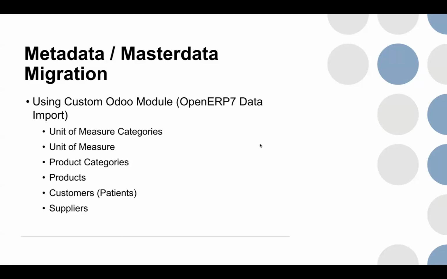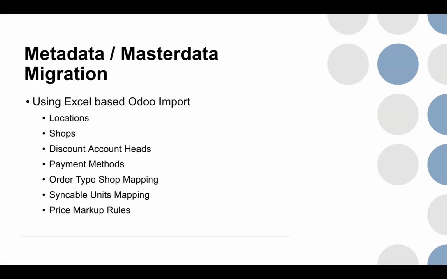Basically this module provides a batch job which can be triggered so that the data would be fetched from the configured source database and imported into the Odoo16 database in the Odoo16 format. And a few other data, like the locations, the shops, discount account heads, payment methods, order type shop mapping, syncable units mapping, and price markup rules, have been imported with an Excel based import, since a few corrections or fixes were needed on top of the existing data.